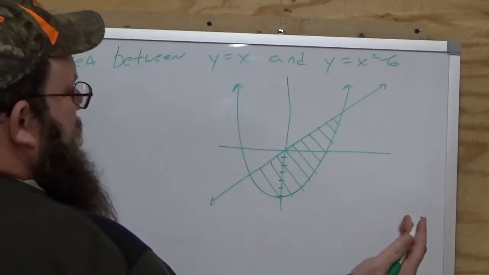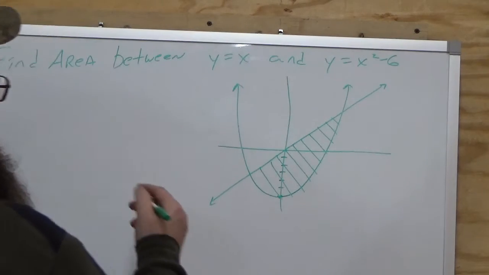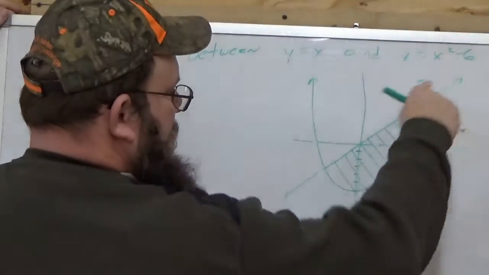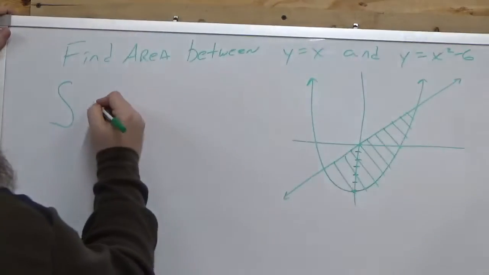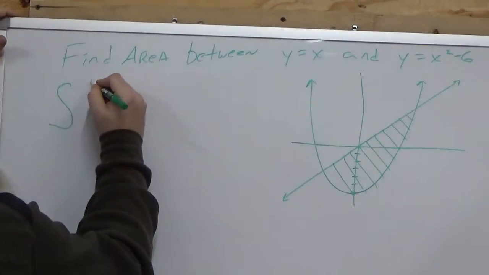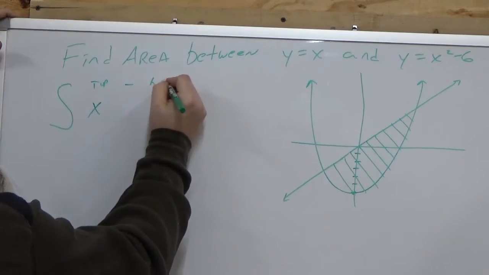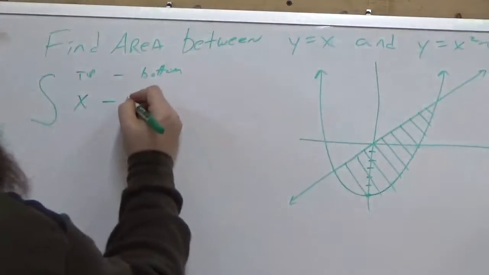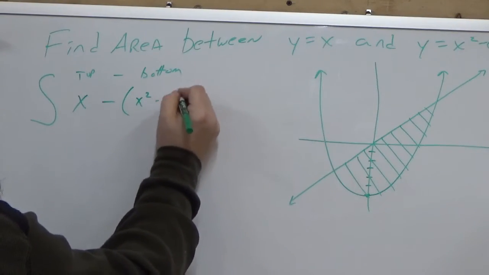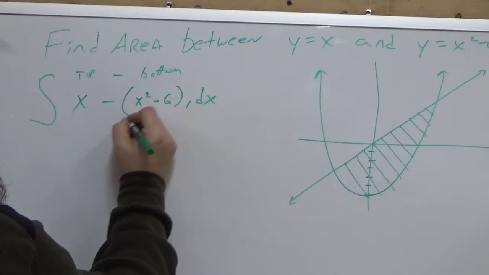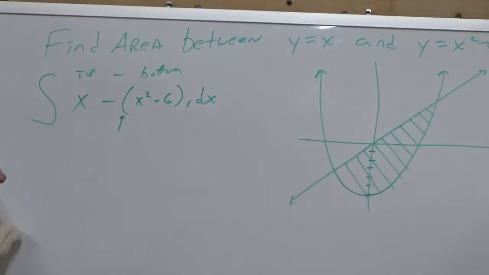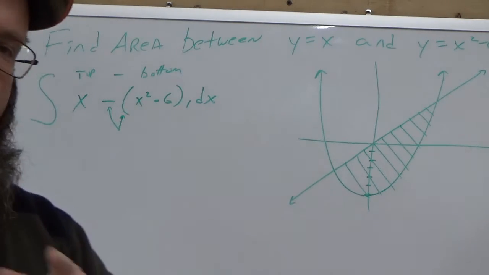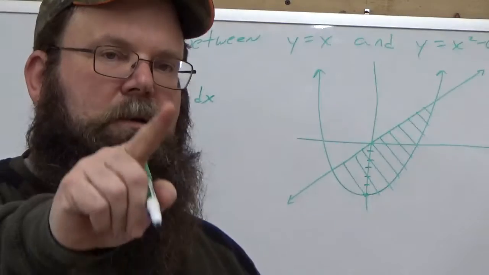So what's the most important thing? Well, if we're going to start making our integral, the top function of the shaded region is x. Boom. This is the top. Top minus the bottom. The bottom function is x squared minus 6. Don't forget, right here, that parenthesis, because of this negative, you have to distribute the negative through that parenthesis. We'll see that as soon as we get going.